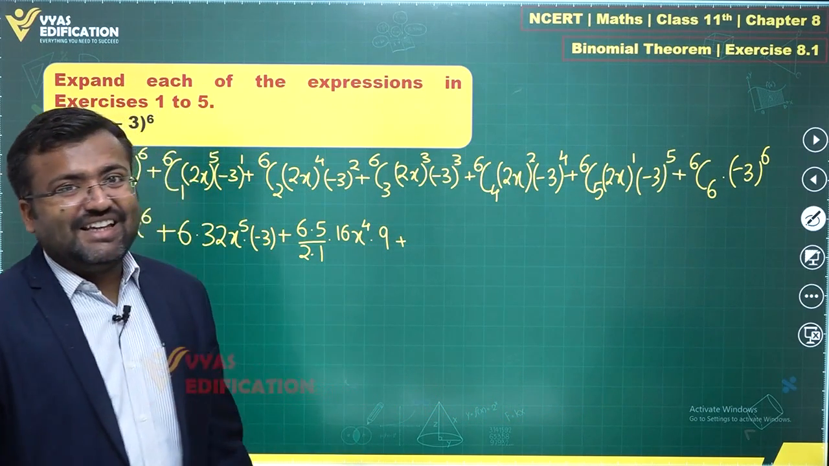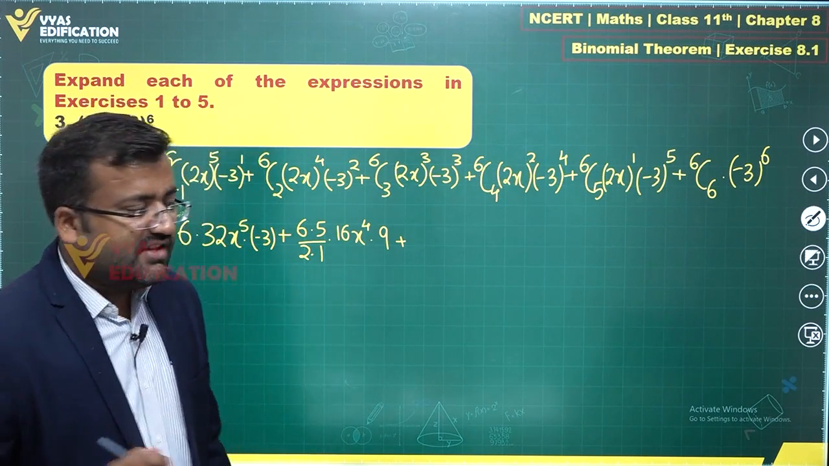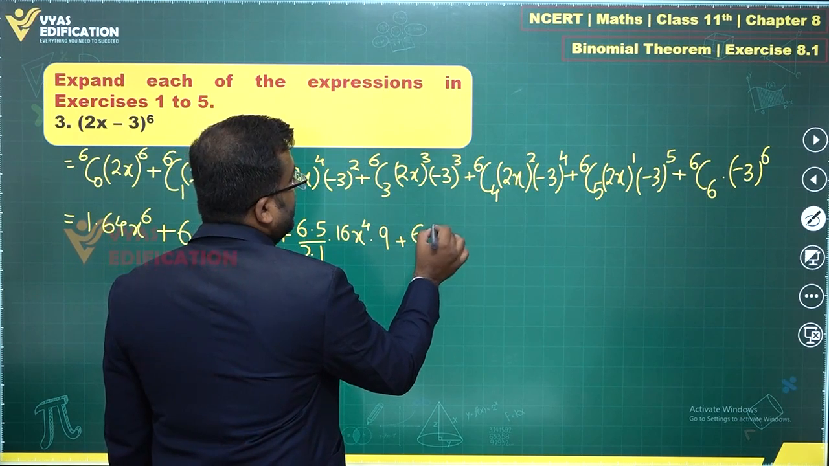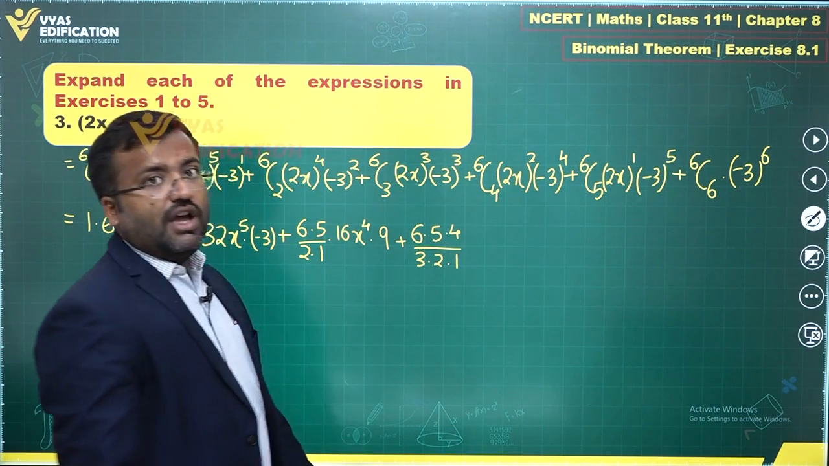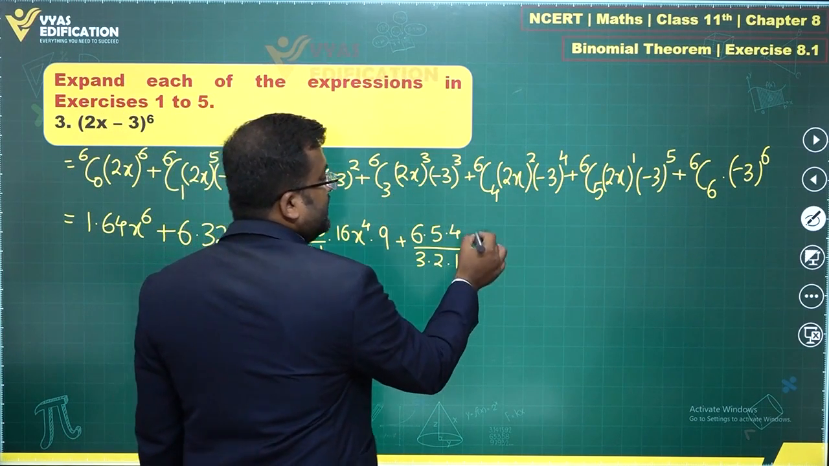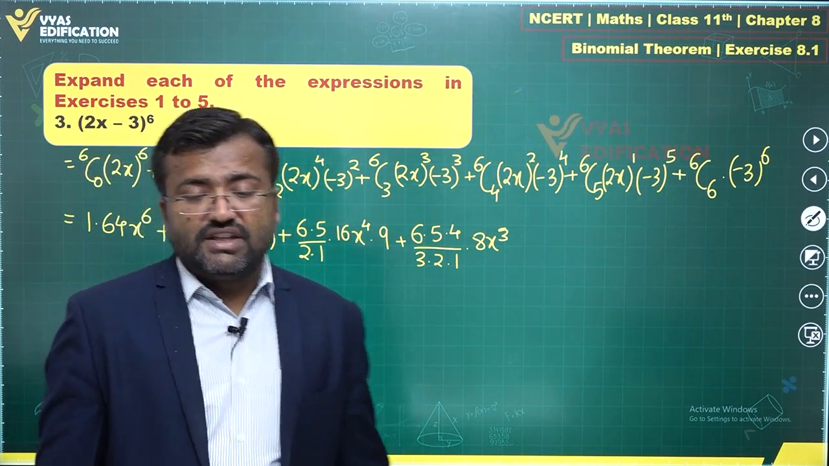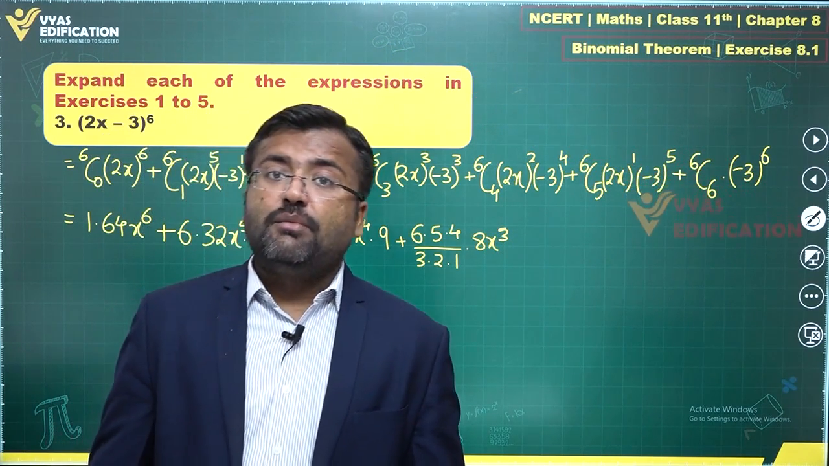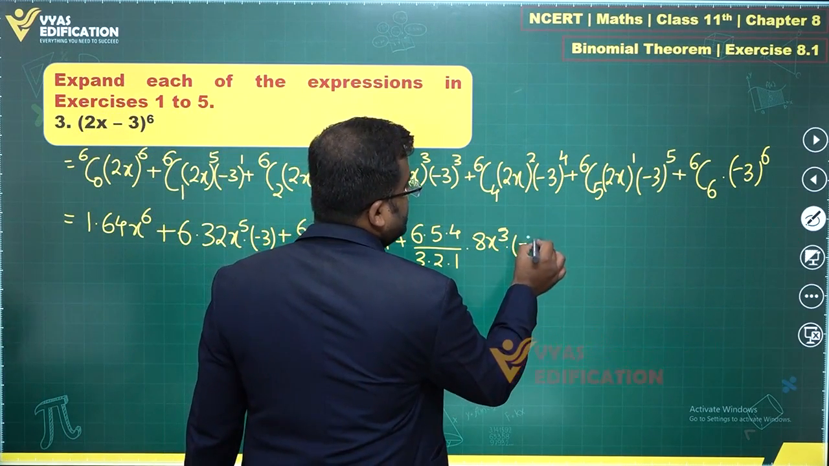What is 6c3 equal to? 6c3 is 6, 5, 4 upon 3, 2, 1. Right? 6, 5, 4 in the numerator over 3, 2, 1 in the denominator. That's what you have, right? 2x power 3 will be 2 power 3 times x power 3, which is 8x power 3. What is minus 3 power 3? Since it is an odd power, there will be a minus remaining, and 3 power 3 is simply 27. So this is minus 27.